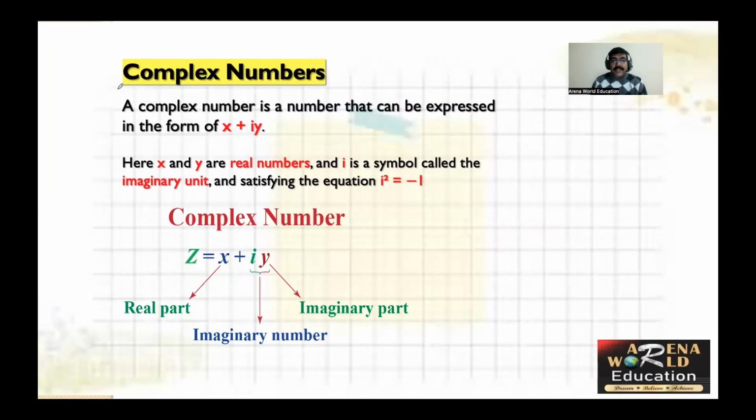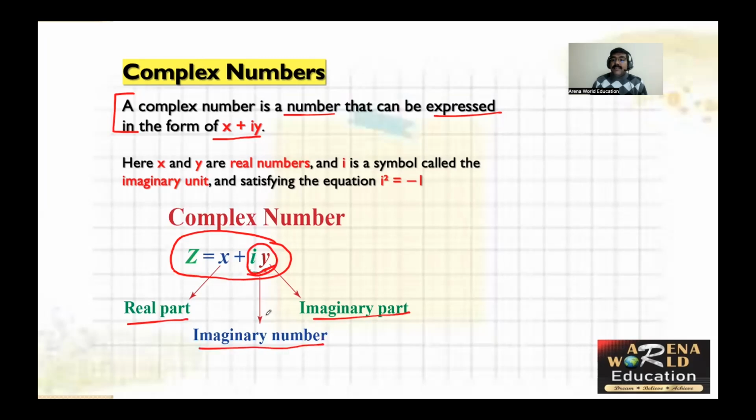We have already discussed a complex number is a number that can be expressed in the form of x plus iota y. So this is the standard notation of a complex number. Here, x is called the real part, y is called the imaginary part. Together, iota into y is the imaginary number, right? And iota, we had already discussed, is an imaginary unit.